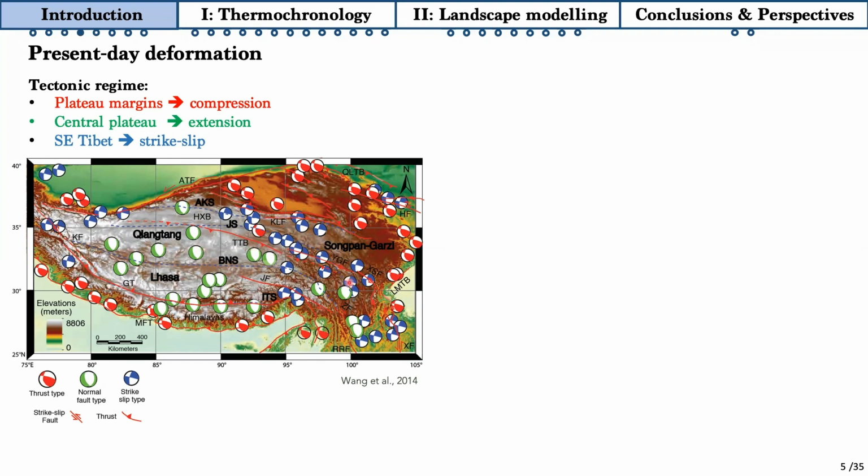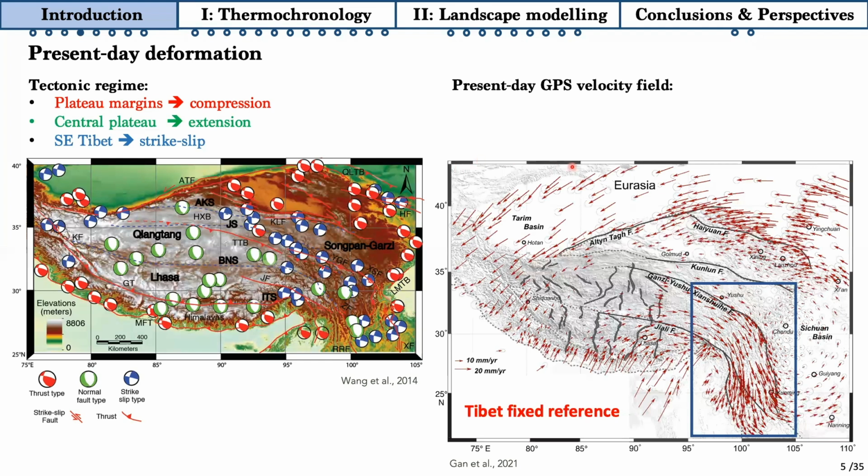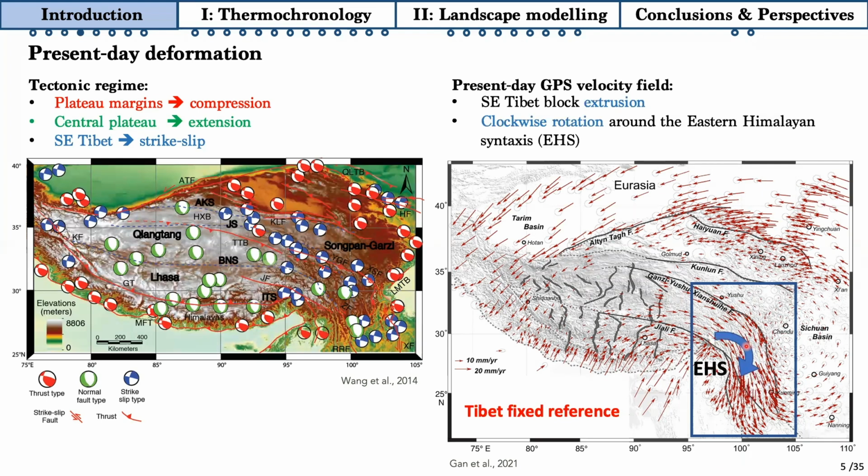This large-scale strike-slip deformation of southeast Tibet can be better illustrated by the present-day GPS velocity field in a Tibet-fixed reference. As we can see, it reveals a large-scale crustal motion in horizontal direction along the Xianshuihe and Jiali faults, some of the most active faults of Tibet today. It clearly shows southeast extrusion of the southeast Tibet, as well as a clockwise rotation of it around the eastern Himalayan syntaxis.